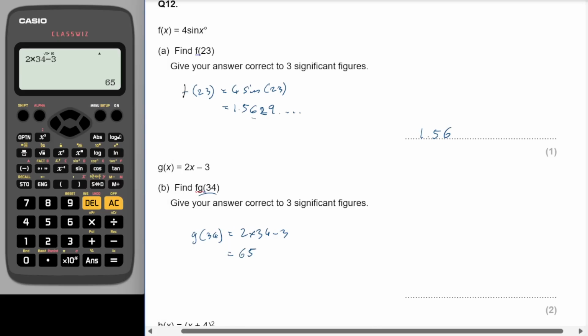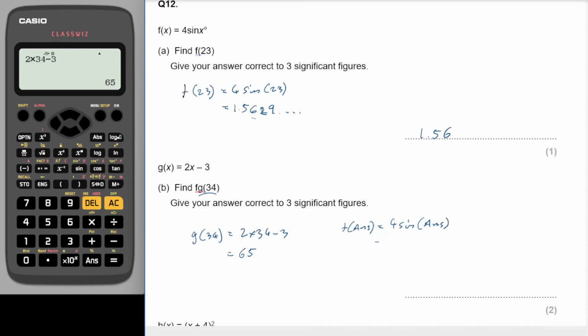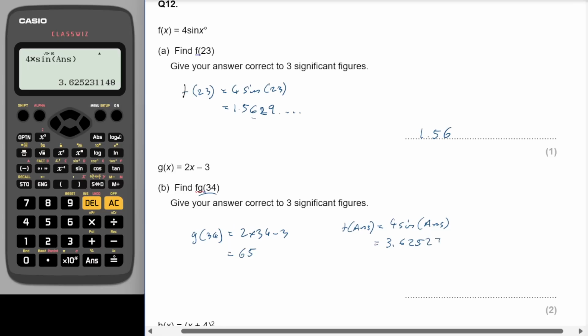And then we are going to place that into, so we're going to say that the f of the answer that we just worked out is going to be equal to 4 sine times that answer. So that's going to be 4 times sine of the answer. So 3, and again we'll go more accurate, 3.62523 and then we round it to 3 significant figures, so that's going to be 3.63.